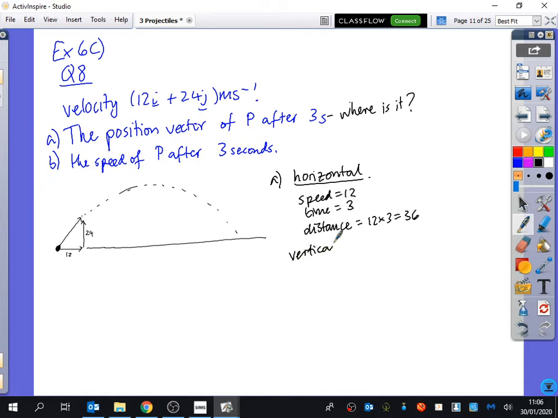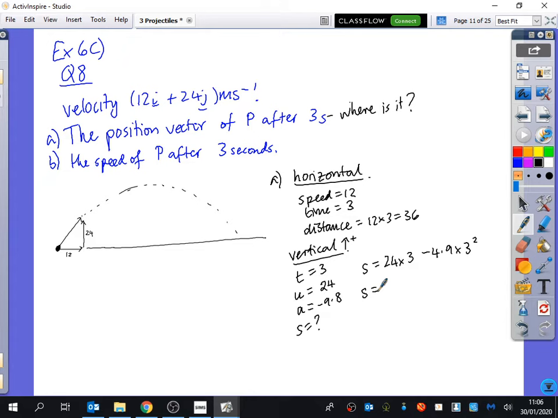We'll then look at the vertical motion. Well, I know it's after 3 seconds. I'm going to consider upwards as positive. So its initial speed upwards is 24. The acceleration is minus 9.8. What am I interested in for the position? What other letter am I interested in? S. I'm trying to find out where it is. So we know that s equals ut plus a half a t squared. So you get a position of where it is.